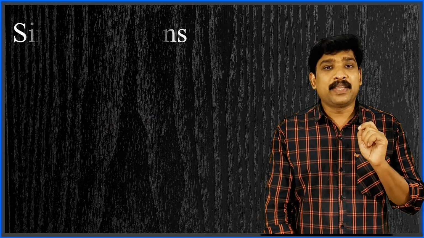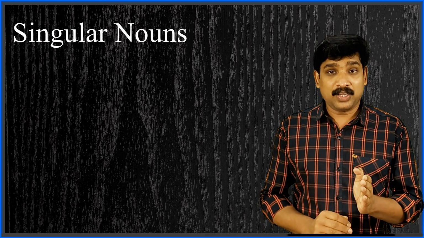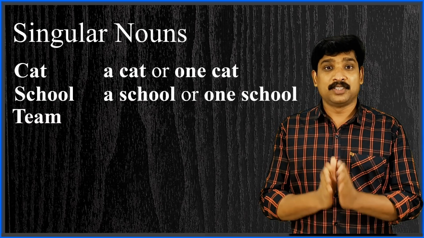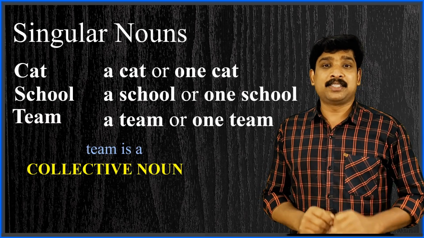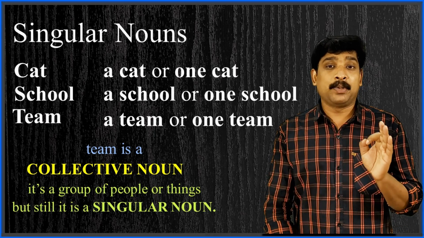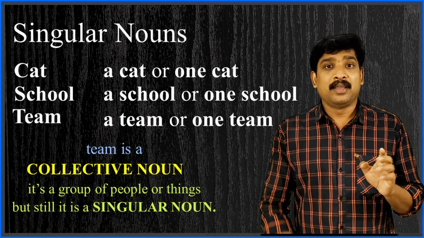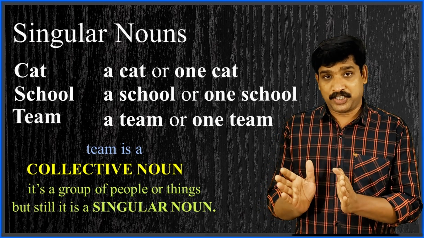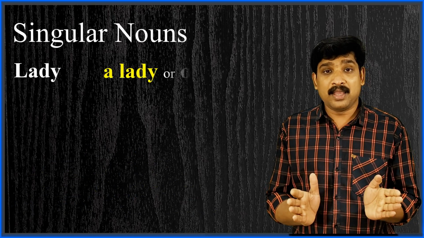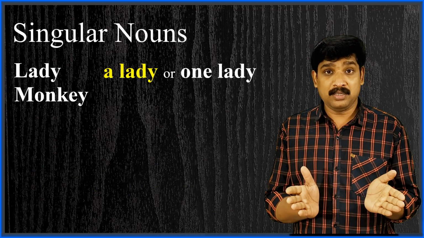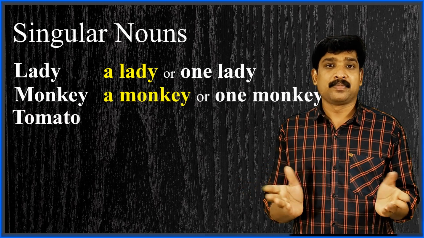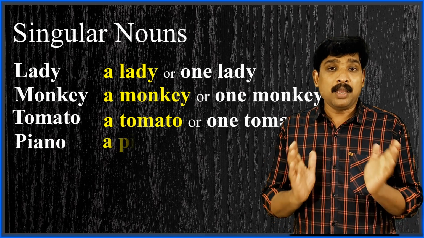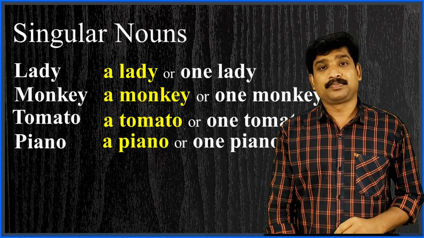For example, we can say cat, a cat or one cat, school, a school or one school, team. Don't forget, team is a collective noun. It is a group of people or things, but still it is a singular noun. We talk about a team or one team, lady, a lady or one lady, monkey, a monkey or one monkey, tomato, a tomato or one tomato, piano, a piano or one piano.